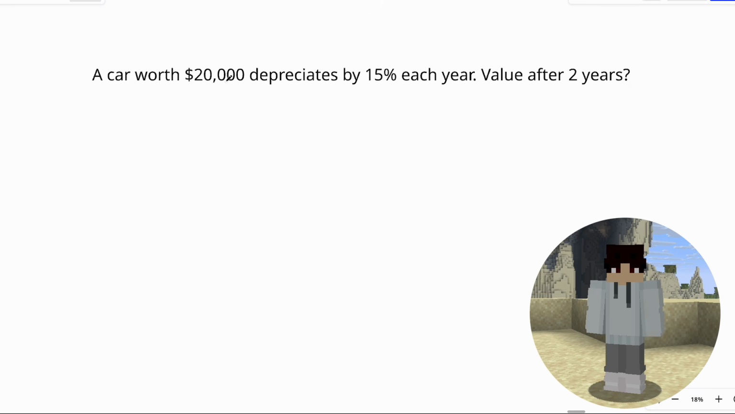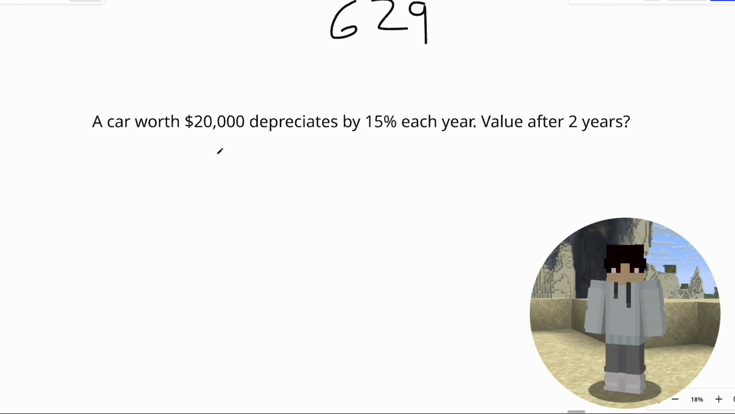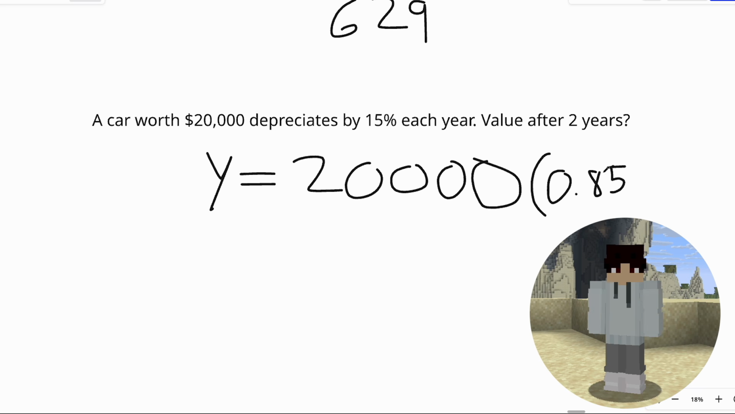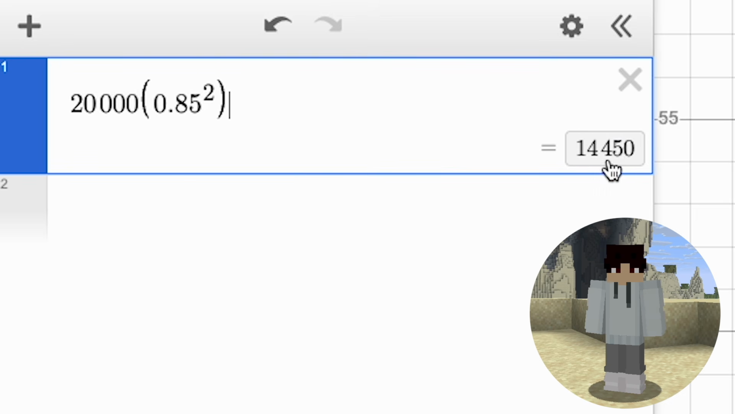So $20,000 is the original amount and 15% is the amount that essentially changes each time. So we can say Y is equal to 20,000, and then 0.85 because that's the amount it decreases by, 15, and then 1 minus 0.15 is 0.85, and then each year would just be X. The answer would just be 14,450.